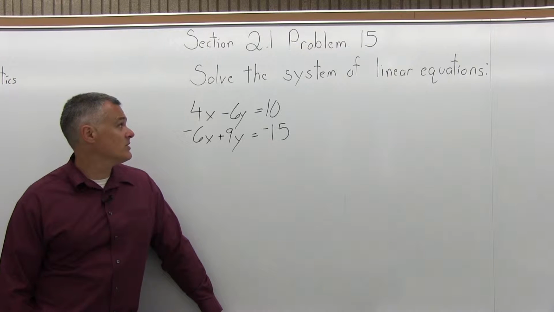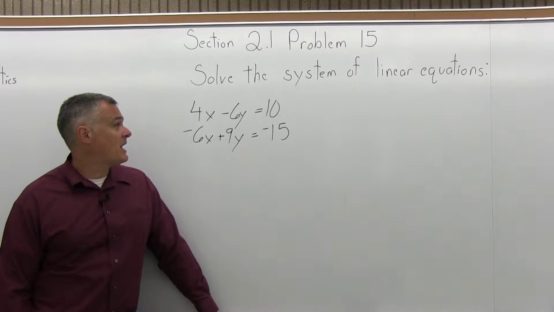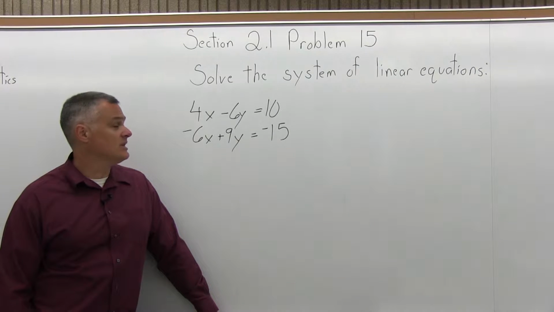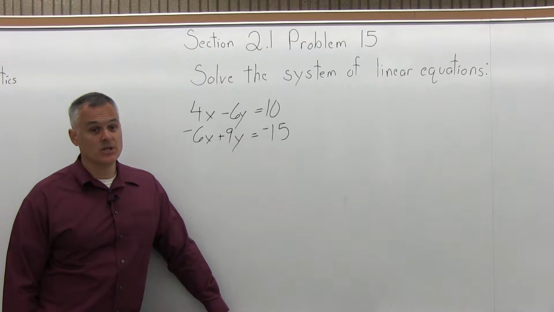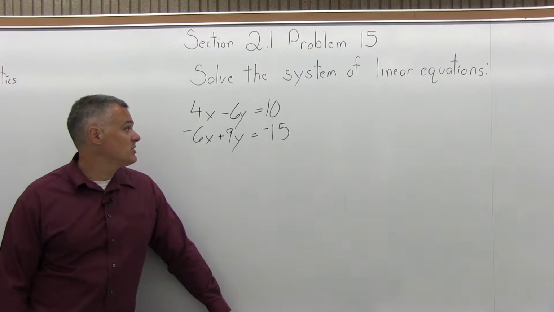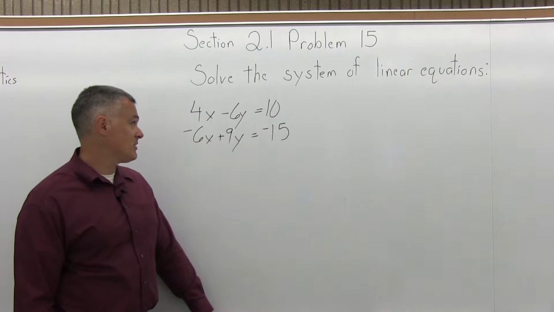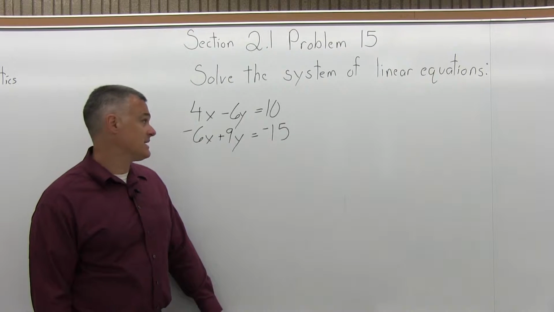Solve the system of linear equations 4x minus 6y equals 10 and 6x plus 9y equals negative 15. So what we'd like to do is multiply one or both equations times some values so that one of the variables will have the same number in front but with opposite signs.